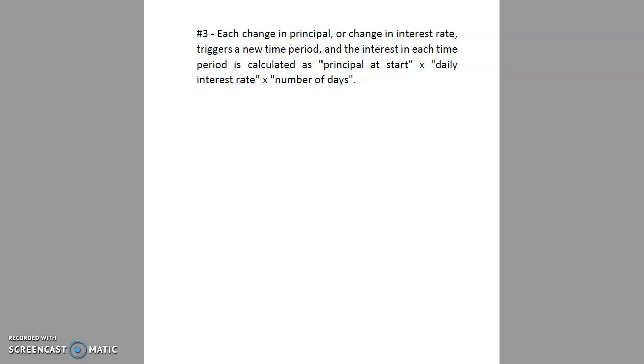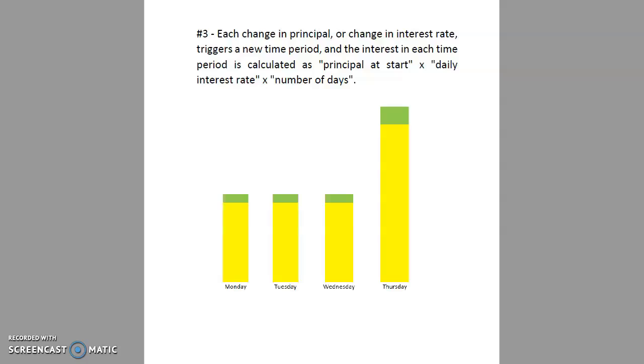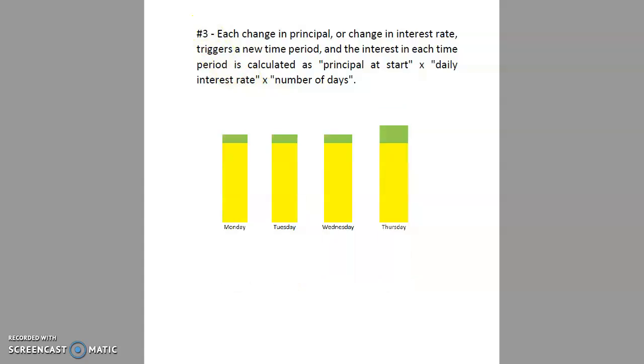in each time period is calculated as the principal at the start of the period times the daily interest rate times the number of days. So for example, we may have a 3-day time period, Monday, Tuesday, Wednesday. That would be treated as one time period with a single interest rate and a single amount of principal. A new time period would begin on Thursday because that's got double the amount of principal. Likewise, if the interest rate changed on Thursday, then again a new time period would start because it doesn't have the same variables as used in the previous time period.